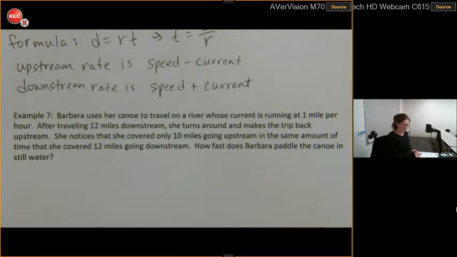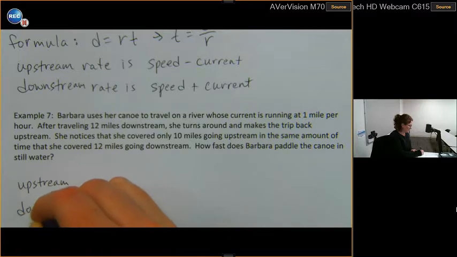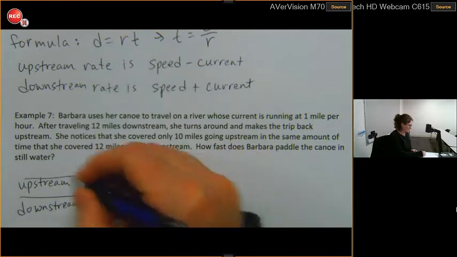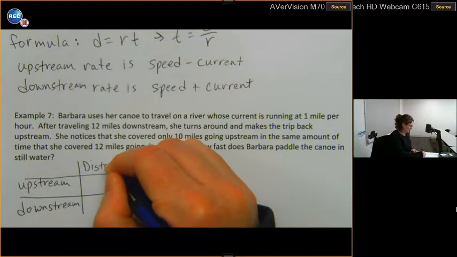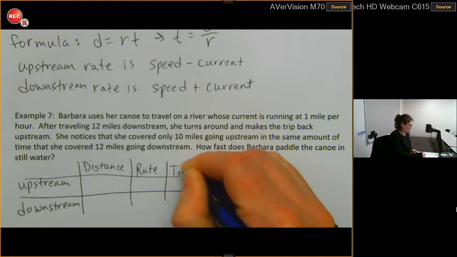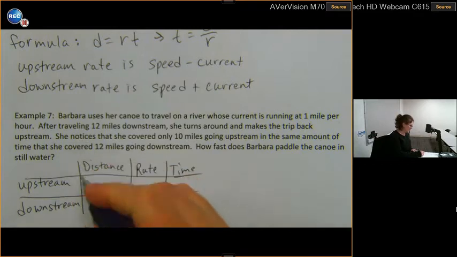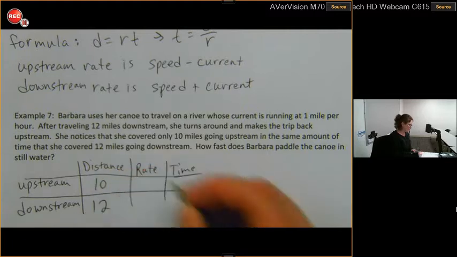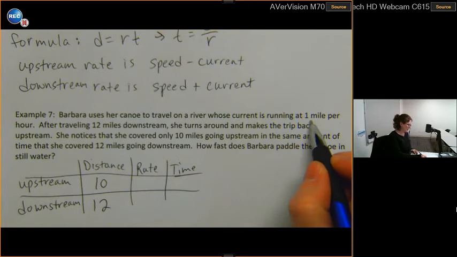We're going to organize in a table. We're going to have upstream versus downstream. And our pieces that we need are distance, rate, and time. So when she was going downstream, she traveled 12 miles. When she was going upstream, she traveled 10. I know that the current is 1 mile an hour.